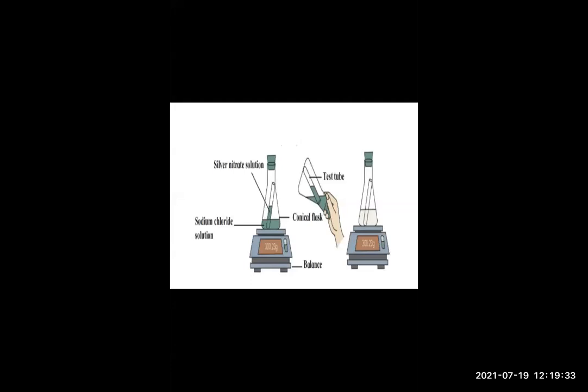Now here there is a small activity. You have to listen very carefully. Now here we are taking the apparatus: test tube, conical flask and balance. So now what all chemicals we need? We need two chemicals, that is sodium chloride and silver nitrate. Now what is the procedure here?